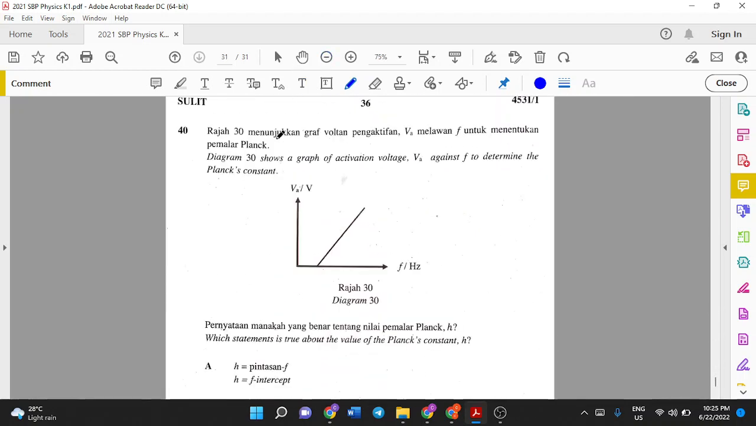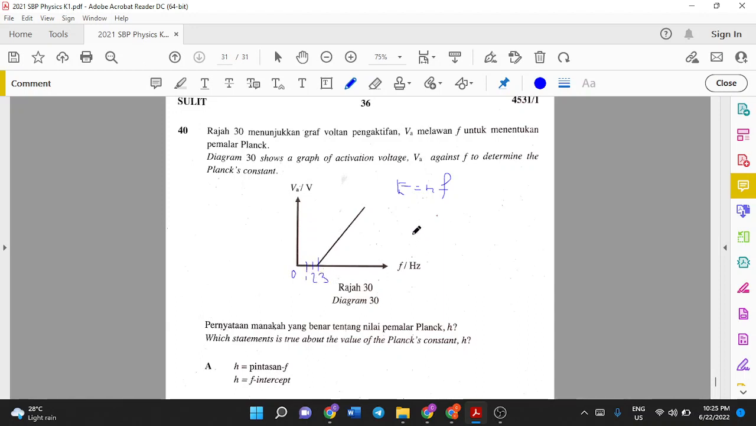So finally, the last question. Diagram 13 shows a graph of activation voltage, V_A, against f to determine the Planck's constant. We have the equation E equals hf. Let's understand the meaning of activation voltage. In a circuit with an LED light, for example, let's say this is 0, this is 1, this is 2, this is 3.